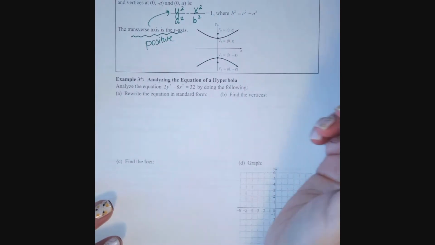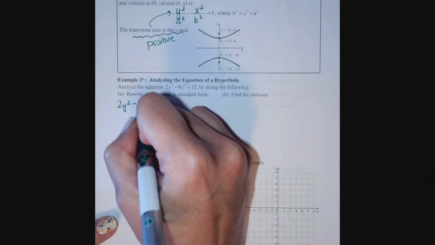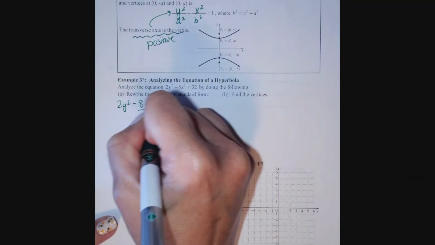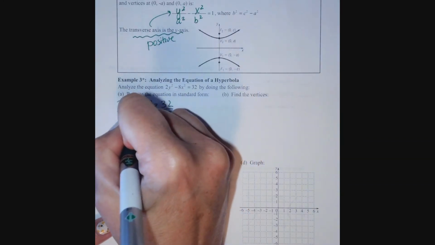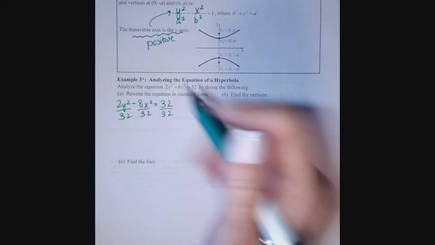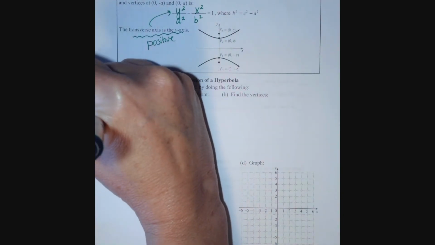So we are going to divide everything by 32. If I have 2y squared minus 8x squared equals 32, to get that set equal to 1, I divide everything by 32. I can see immediately that my transverse axis is going to be the y-axis because that is my positive squared term.